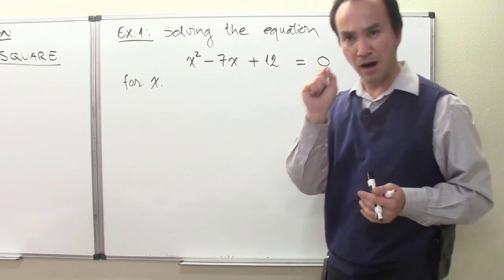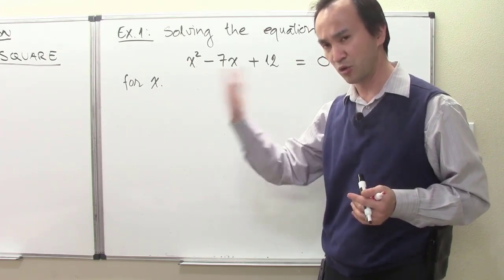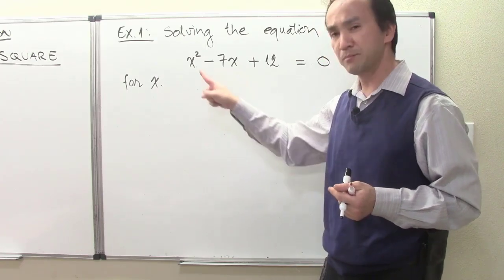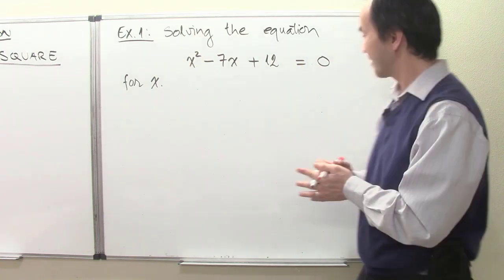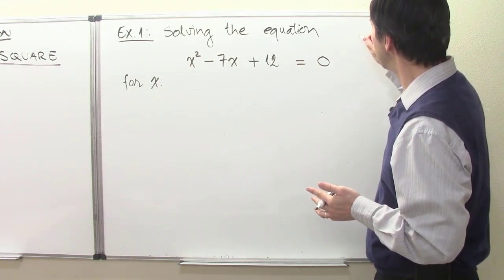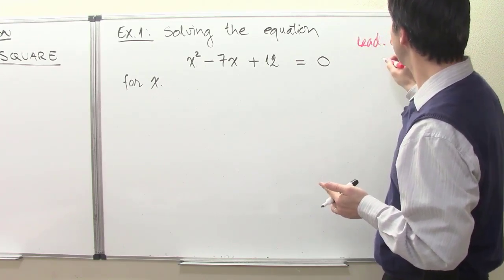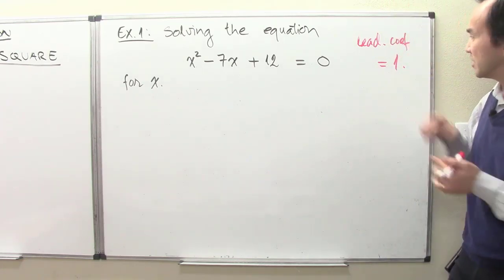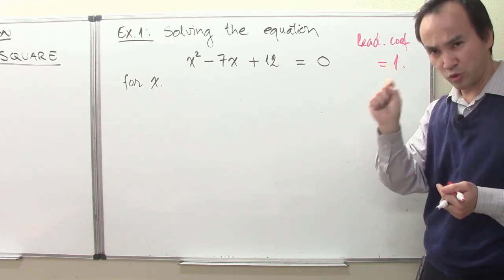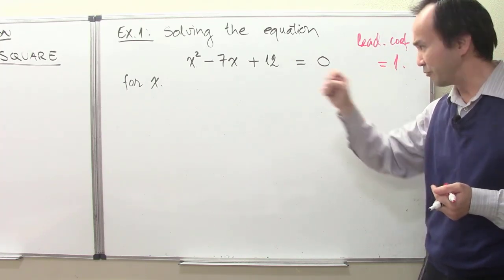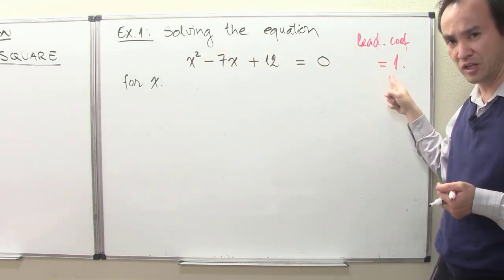And so once again, my bottom line is that the method we're about to learn and apply, the so-called complete the square method, is best used when our equation is in standard form and has a leading coefficient of 1. Leading coefficient equals 1. That's something to remember. The complete the square method is only best used when our equation is in standard form with leading coefficient being 1.